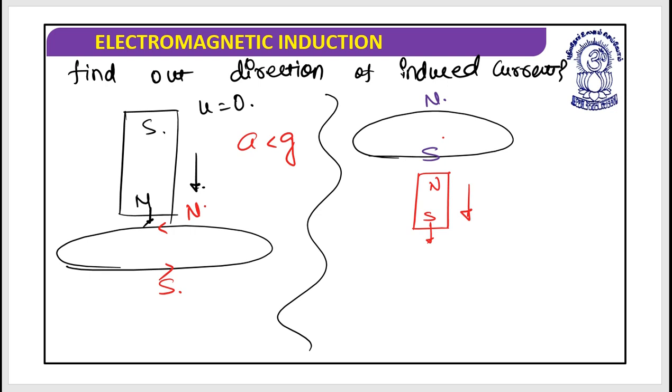If you can attract the bar magnet, that means you are not allowing this bar magnet to move down, and thus the direction of induced current will be such that a north pole can be formed on the upper side. So this will be the direction of the north pole. This will be the direction of induced current.